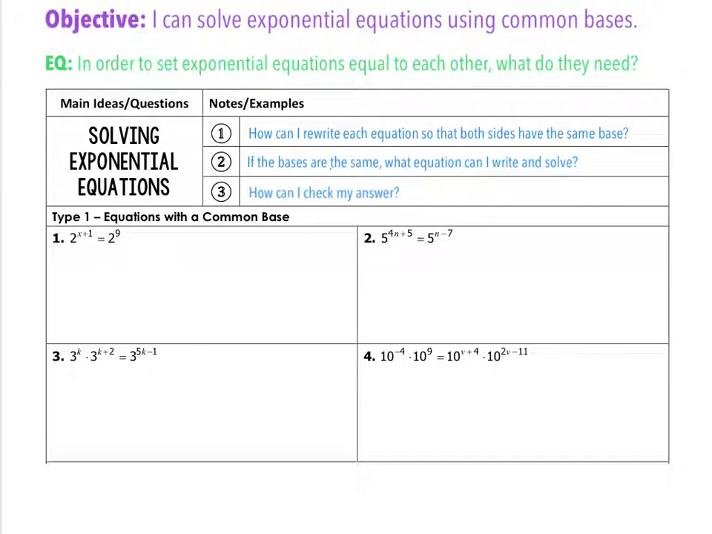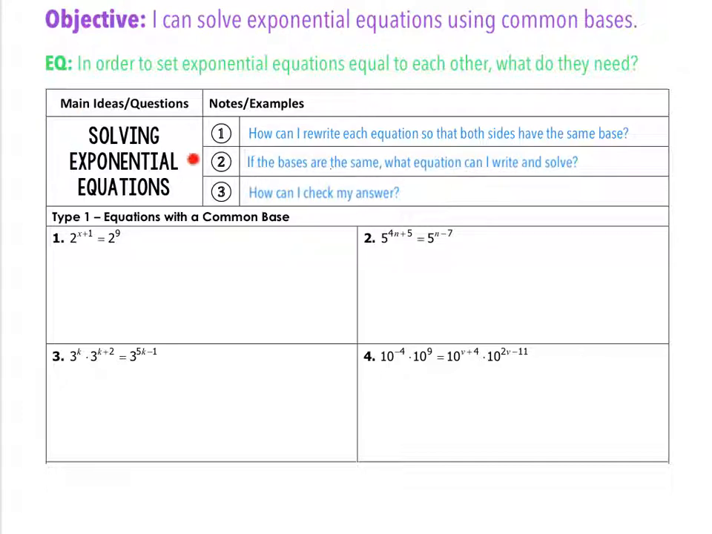Alright, so our objective for this lesson is I can solve exponential equations using common bases. Later on in this module, we're going to learn another way to solve exponential equations, but for today, we're going to use that common base as our method. And the essential question, which you're going to be listening for throughout this, is: in order to set exponential equations equal to each other, what do they both need?